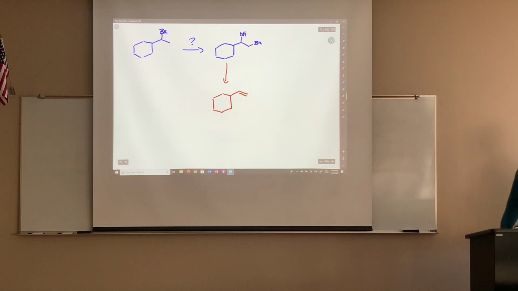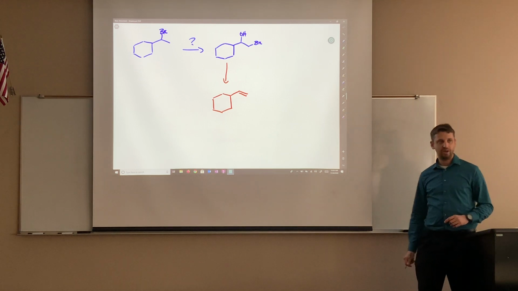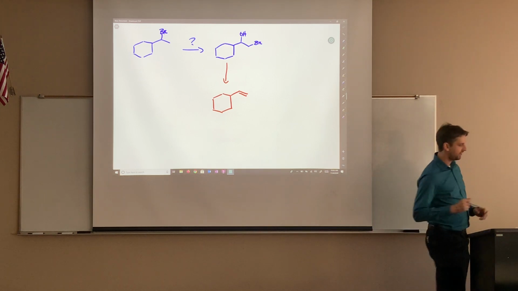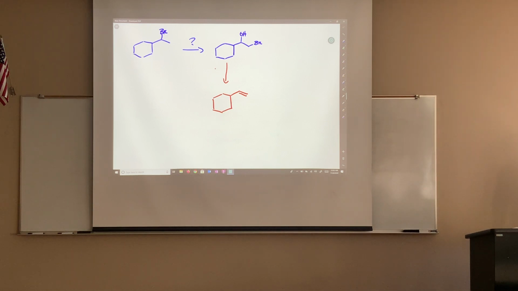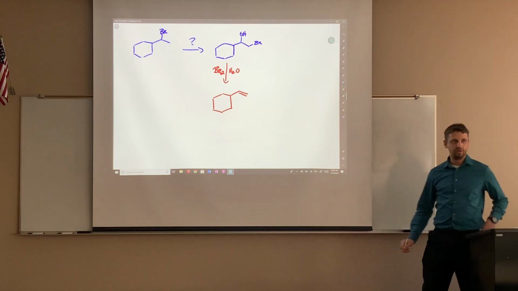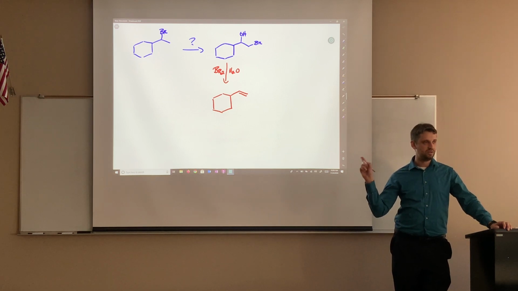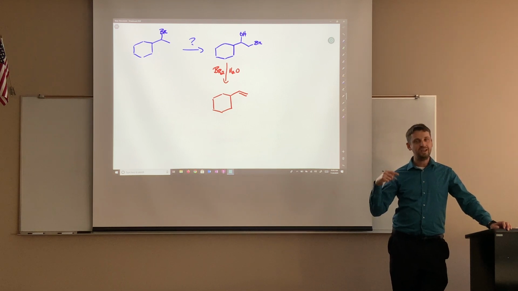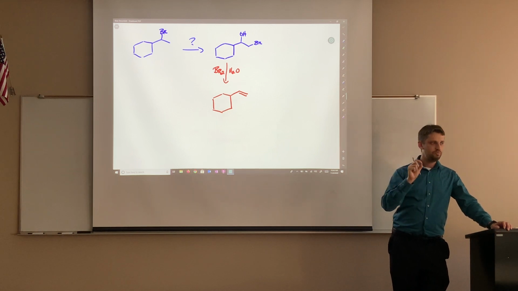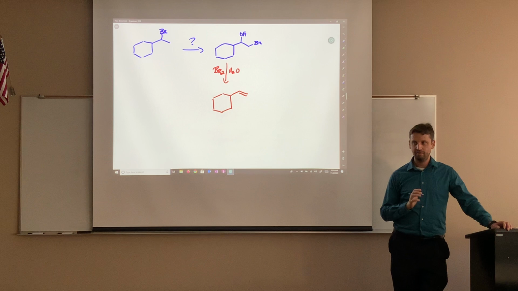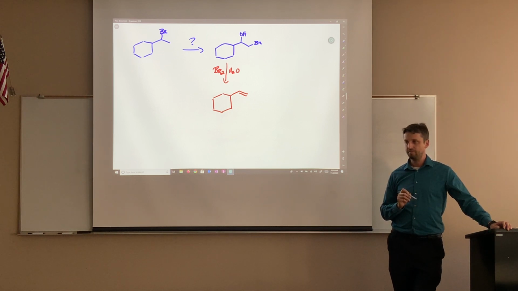I had to have started from this double bond. You guys with me on this? If I have that double bond and I add Br2 and water, then I make my product. Does everybody see this? How do I know that my double bond had to be there? Because in my reaction, the OH gets added to the more substituted side.